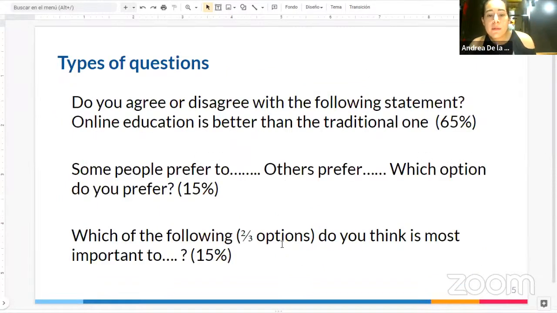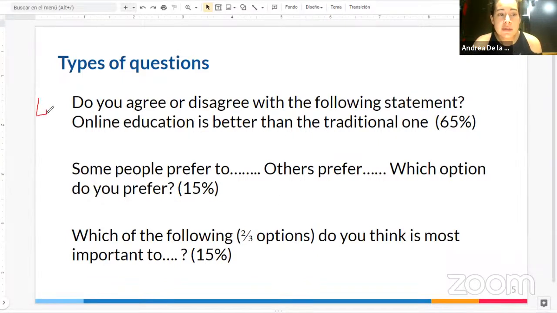Now, these are the most common types of questions. The first one is the one that I was telling you before. Do you agree or disagree, right? In Spanish, this means, ¿estás de acuerdo o no? Do you agree or disagree with? And they give you a statement. For example, they can tell you, do you agree or disagree that online education is better than traditional education? Now, that is the most common type of question.